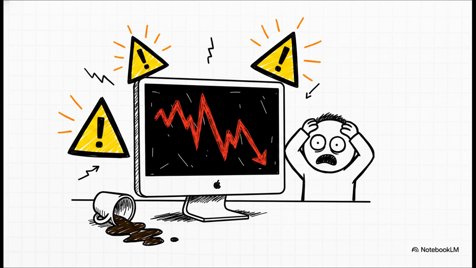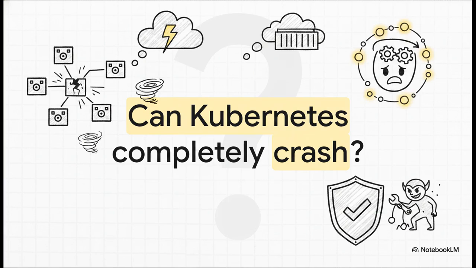Then the real alerts roll in. Kubernetes API server unreachable, etcd cluster quorum lost, control plane down. In that exact moment, your stomach drops, and you just think, it's over. Kubernetes is completely dead. But let's pause for a second and ask a really fundamental question.